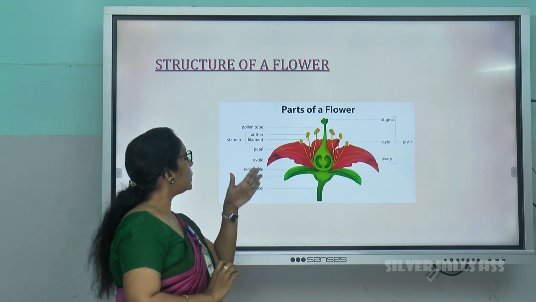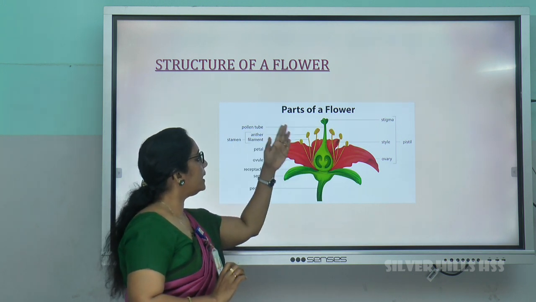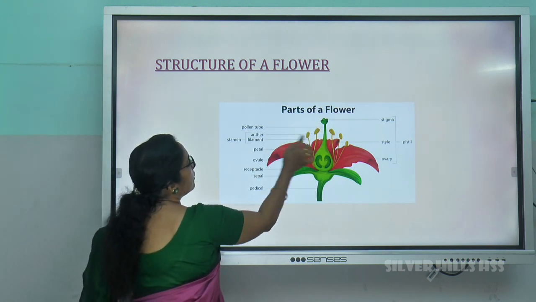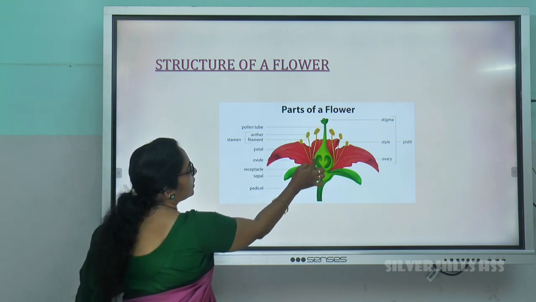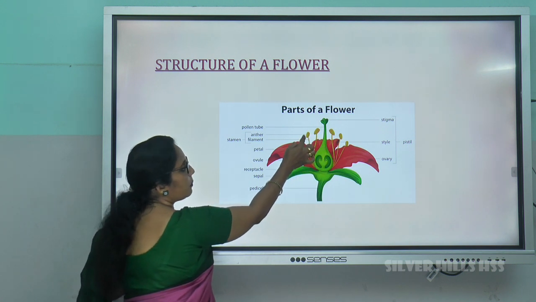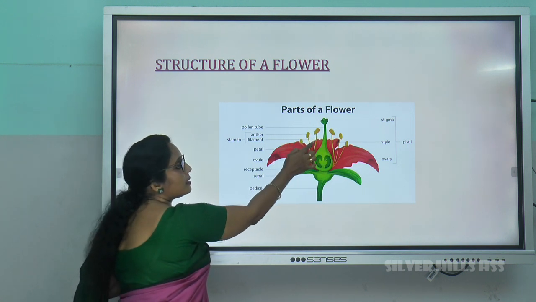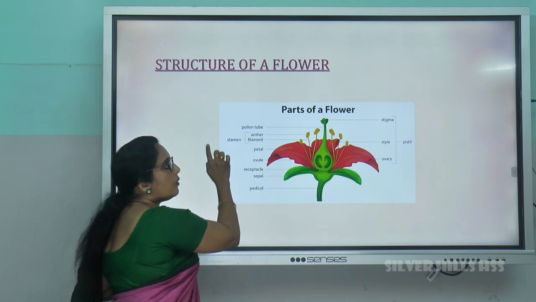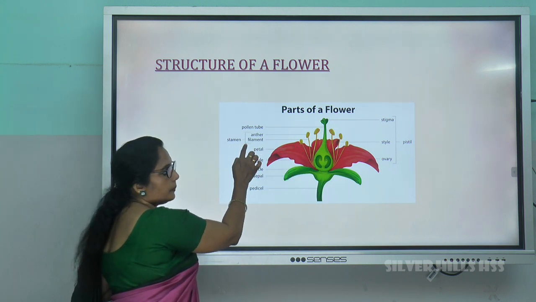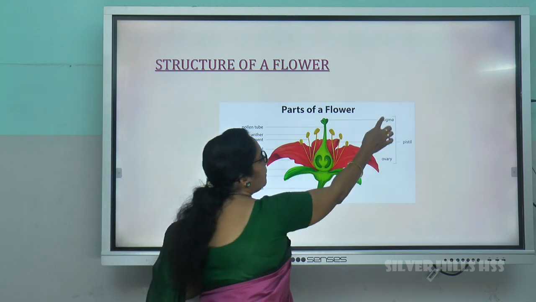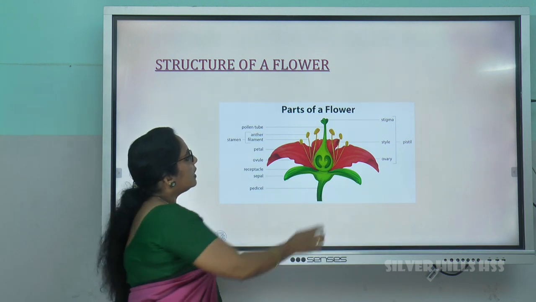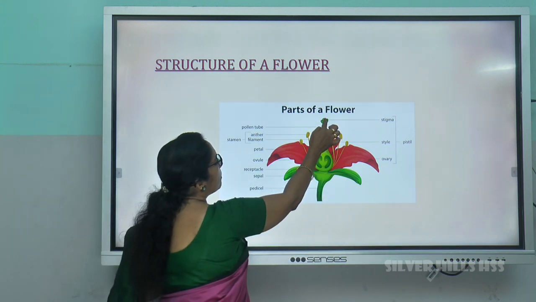Now another important part, that is the female and the male reproductive parts. See here, this yellow colored one, with a stalk as well as two-lobed heads. This is the male reproductive part, stamen. Stamen consists of anther and filament. Then another one is the female reproductive part, gynoecium or pistil. Here you can see a green colored thing, stigma.